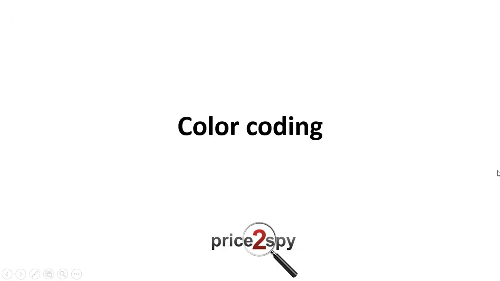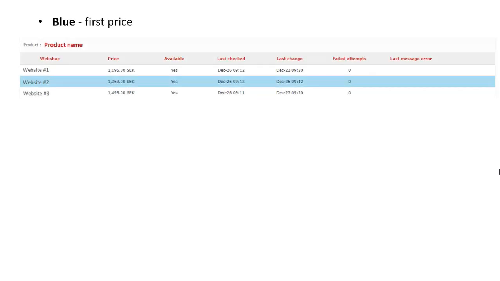Color coding. Besides the green color that highlights the most recent price change, you might notice some of the following colors as well. Blue indicates the first price captured. This color usually appears when the URLs are imported to the account or when a URL has been found via auto-match process and after the first price checks go through.